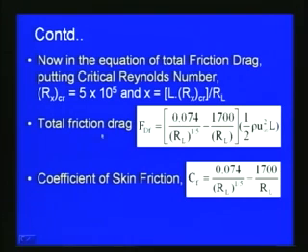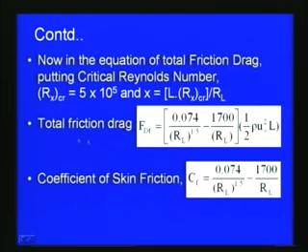So, after substituting this value of the critical Reynolds number Rx as 5 into 10 to the power 5, we get the total friction drag as this quantity. This is the expression, and from this we can see the friction drag, which is per unit width that we consider, where L is the length.